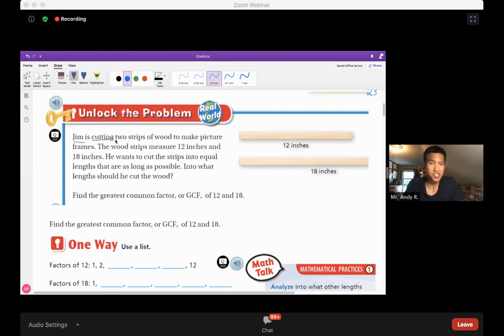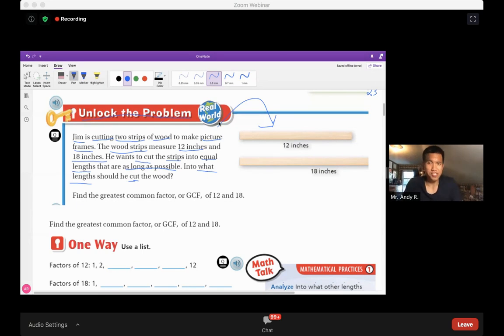Jim is cutting 2 strips of wood to make a picture frame. The wood strips measure 12 inches and 18 inches. He wants to cut the strips into equal lengths that are as long as possible. So what length should he cut the wood?